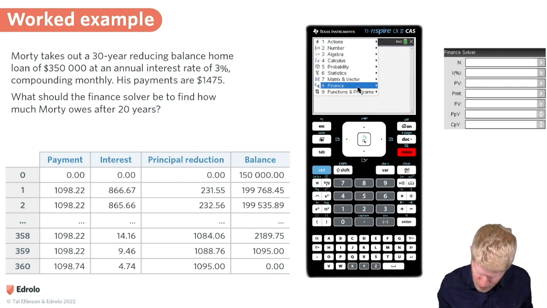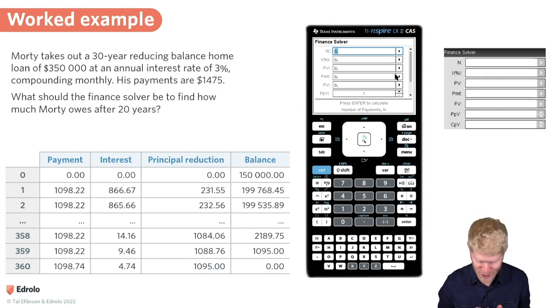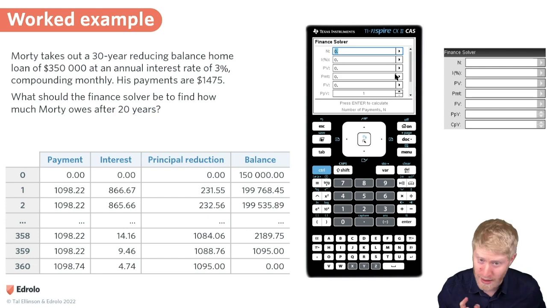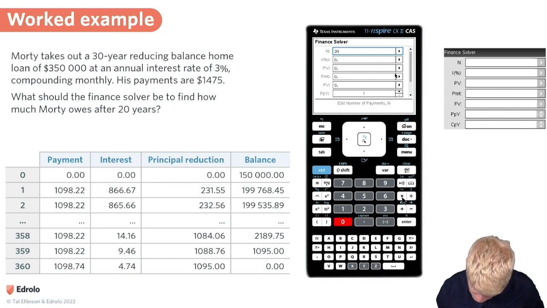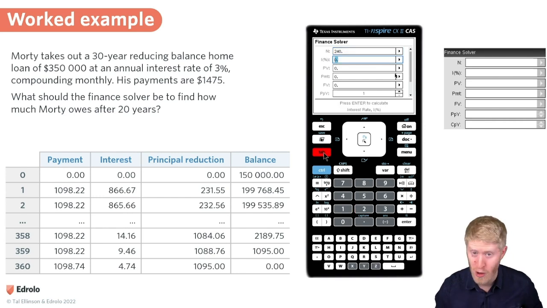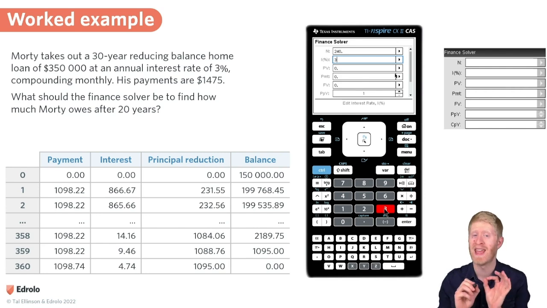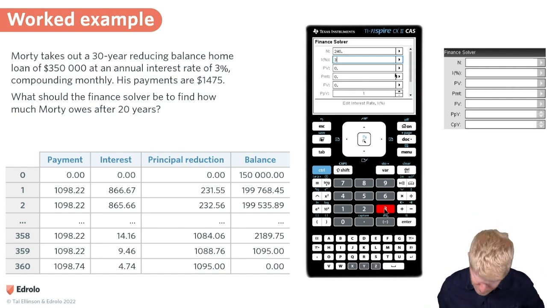TI Inspire people, you're going to get the hang of this very shortly. Menu 8.1, ClassPad friends, you're also going to get the hang of it. Go to your menu, scroll across 1, hit financial, and then press compound interest if you have the choice. Okay, N is the number of payments, and because everything's happening monthly, we need the number of months. So we can just write here 20 times 12. We don't have to calculate it ourselves. Then press tab to go between the cells. It's a fast way to do it. Interest rate, 3%. Put in the annual interest rate, don't change it to monthly.